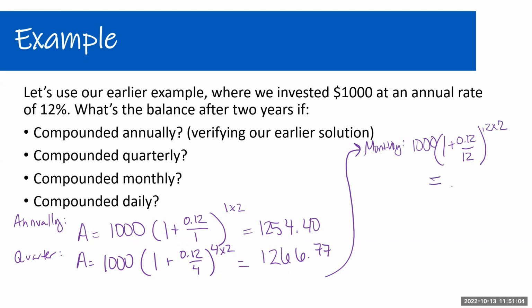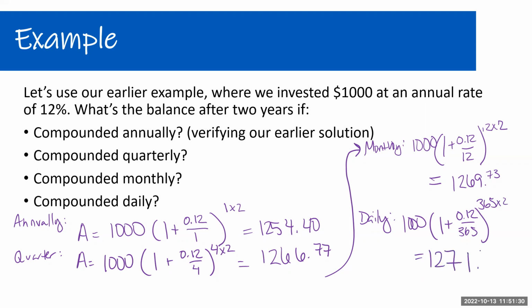And that's going to give us 1269.73. And daily is going to be 365 times a year. So we're going to have 1,000 times (1 plus 0.12) still, but now to the 365. And that is going to give us 1271.20.